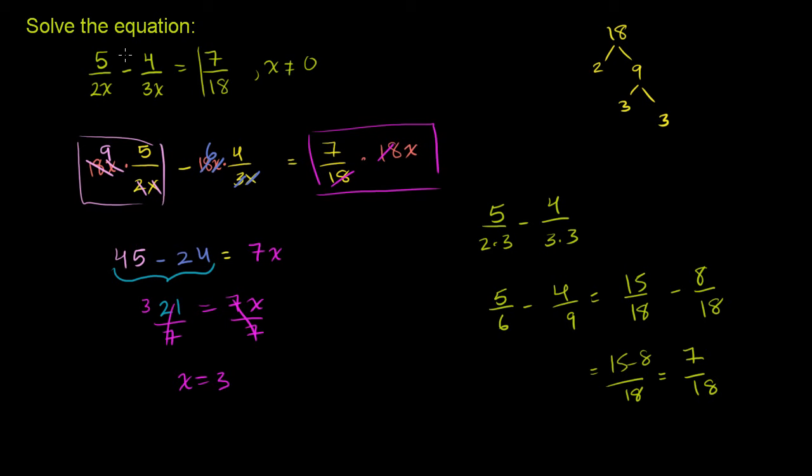So it works out. 5 over 2x when x is equal to 3 minus 4 over 3x when x is equal to 3 is indeed equal to 7/18. So we're done.